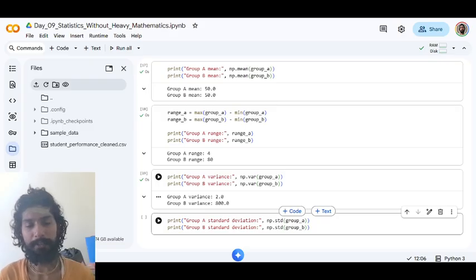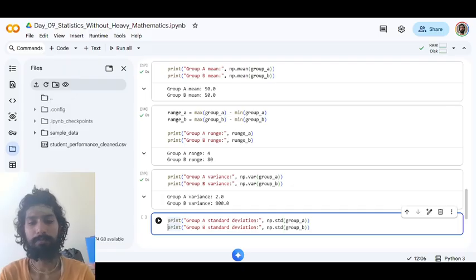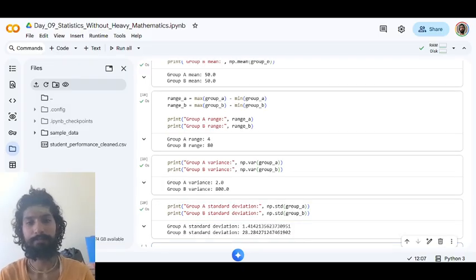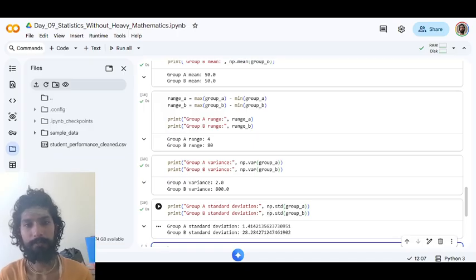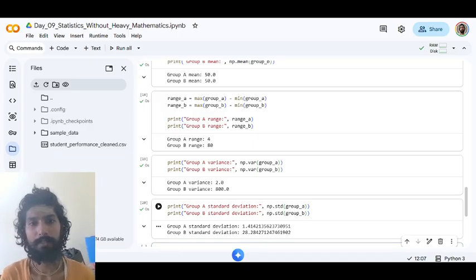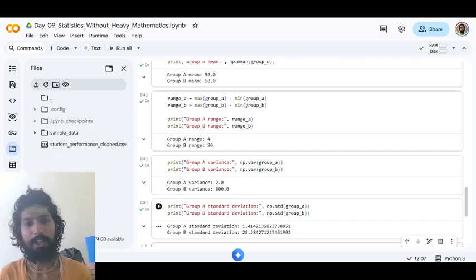Before running the cell, predict the result. Group B should again have a much larger value than group A. You may see results similar to: Group A standard deviation is 1.4 and Group B standard deviation is 28. This tells us that values in Group A usually stay close to the mean of 50. Values in Group B are much more widely spread around the same mean.